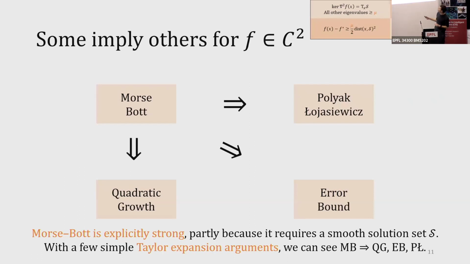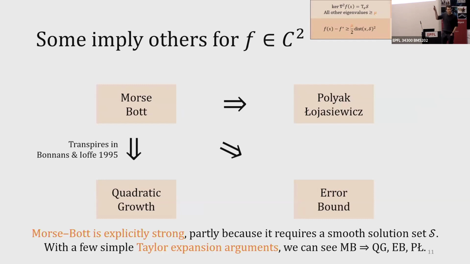Locally. Now, every time I draw an implication arrow like this, what I'll implicitly mean is that these conditions hold with some constant mu. Maybe you lose a little bit in that constant, and I'll tell you a bit more about exactly what you lose. Maybe the neighborhood where things hold is going to be a bit smaller, and I'll tell you more in a second. This particular implication already transpires in this paper from 1995, but all of these implications are easy.